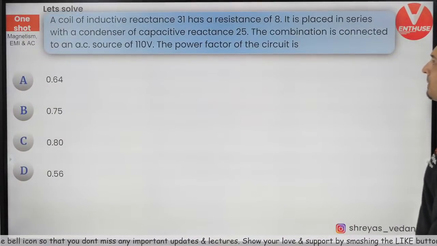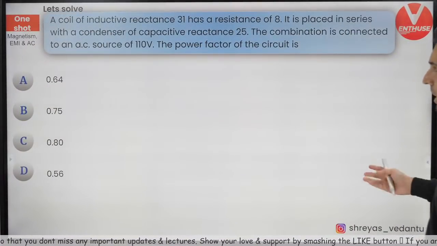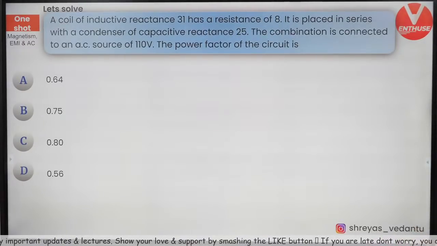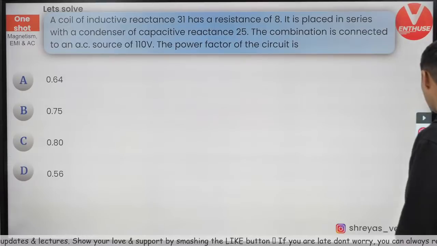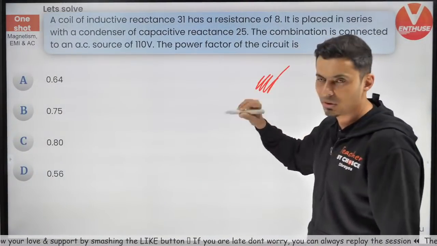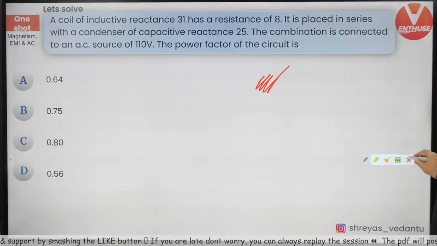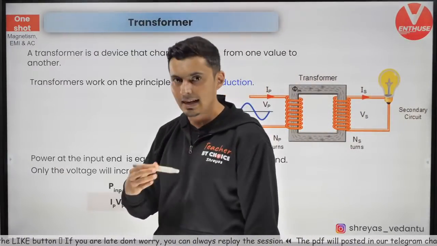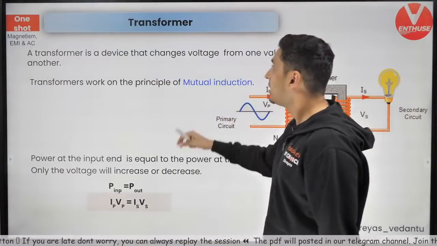Next, a coil of inductive reactance has resistance of 8. Okay, I think let's do one thing, because the power factor part is not there. Let's just skip these questions. I don't want you to waste time over here. Just ignore these questions, because I don't want to waste time on these things. Let's directly go to the ones which are actually there.